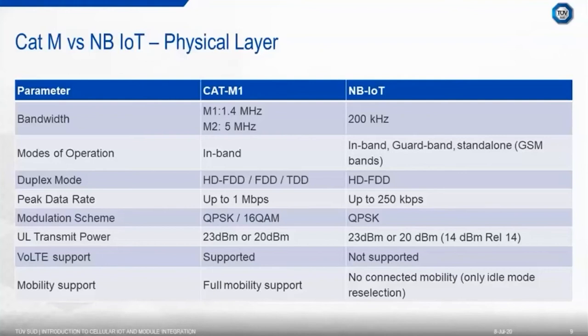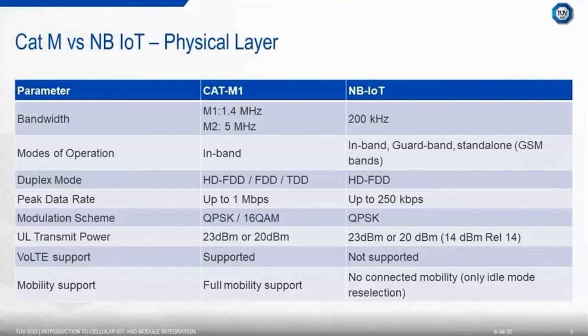Another notable difference is the addition of a new power class in release 14 for NB-IoT, providing a lower transmit power of 14 dBm versus the previous 20 or 23 dBm. In release 15, devices will also support a new power class of 14 dBm for Cat-M devices. The final two key differences are in mobility and voice support. NB-IoT does not have functionality for voice and has limited mobility applications.